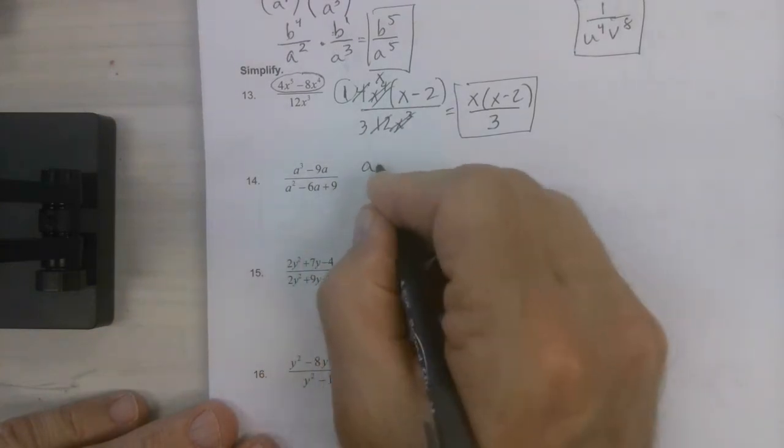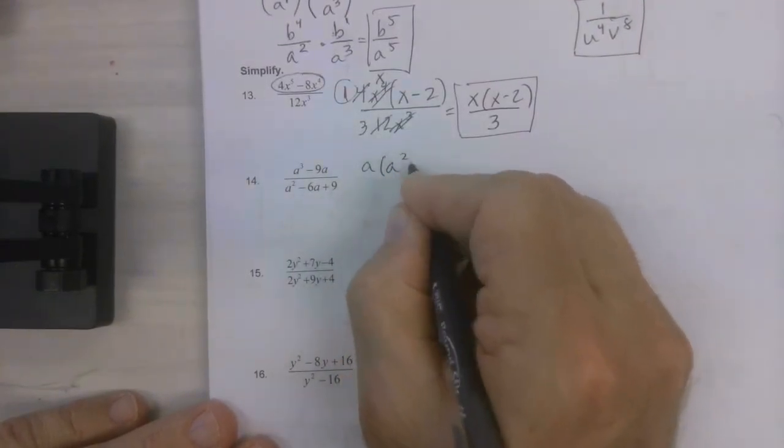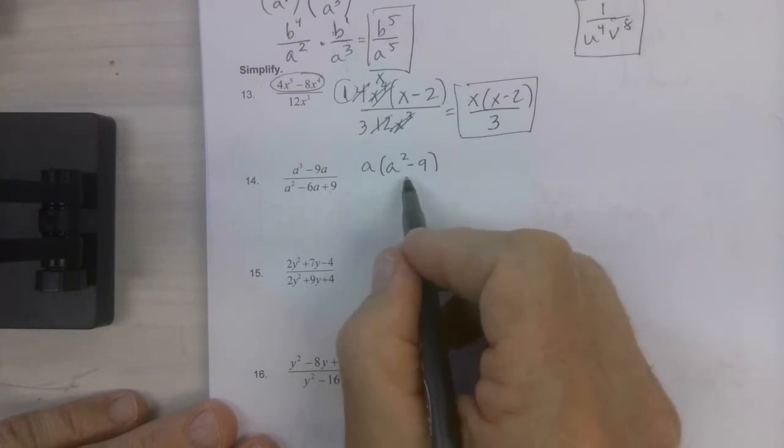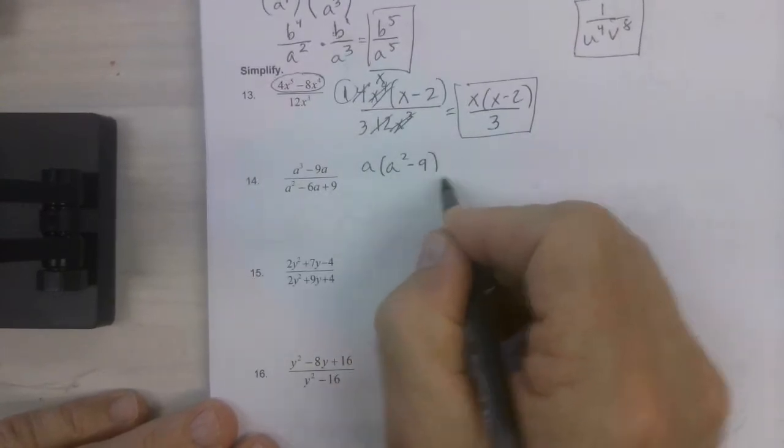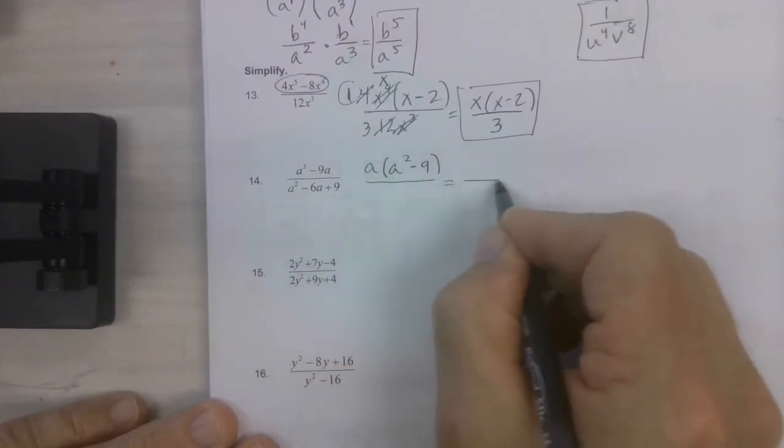What can we take out of here? An a. What's left? a squared minus 9. Now, is this completely factored? No, it is not. So we're going to keep going.